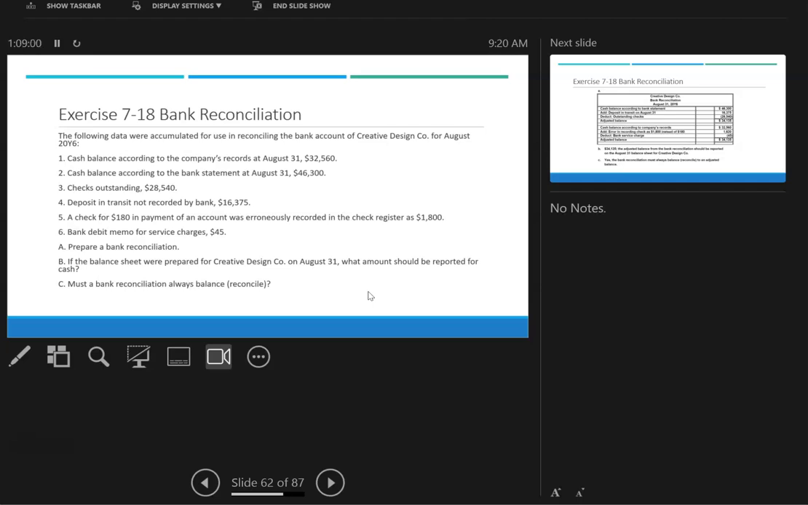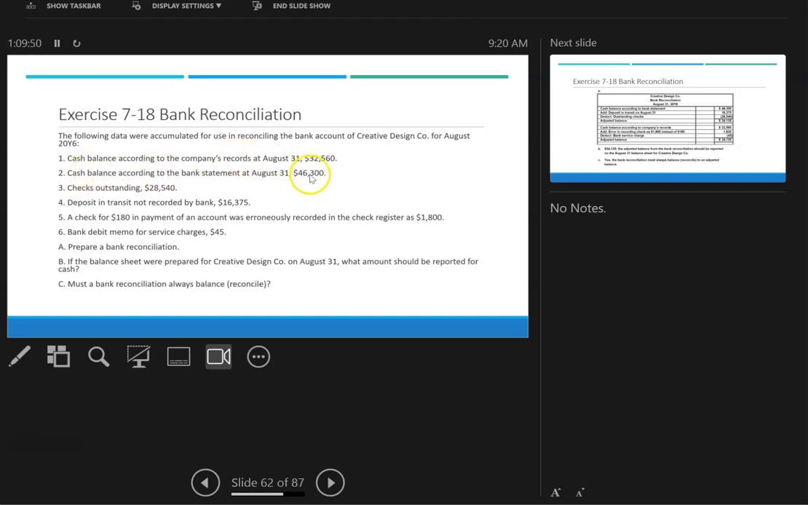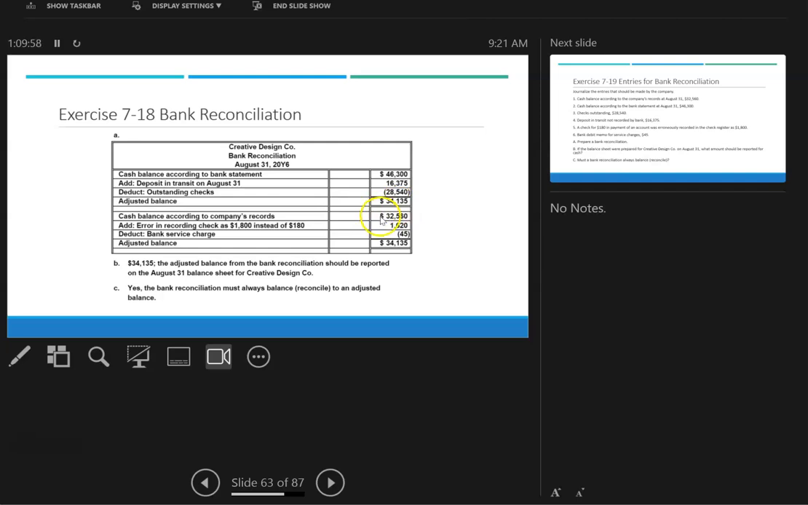The following data is accumulated for use in reconciling the bank account of Creative Design Company for August of 2026. We're going to take this information and create a bank reconciliation. Now, there's two sides to the bank reconciliation. There's the bank's balance with adjustments, and then there's the company's balance with adjustments. We're going to start each side. For example, do you see here? The cash balance according to the bank is 46.3. We're going to get that information, the cash balance according to the bank, 46.3. Do you see the cash balance according to the company's records of 32,560? We show right here. Make sense?